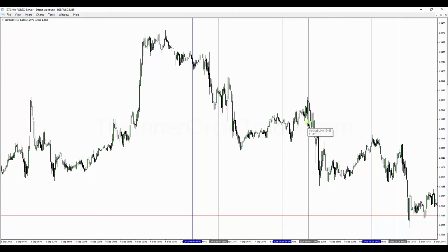It has to happen after 7 o'clock in the morning. The other one is in the London session, obviously, and that's after 4 GMT on the Forex Ltd demo account.